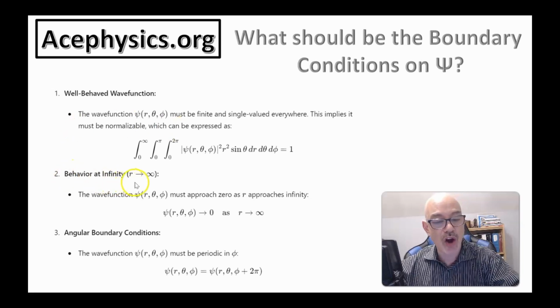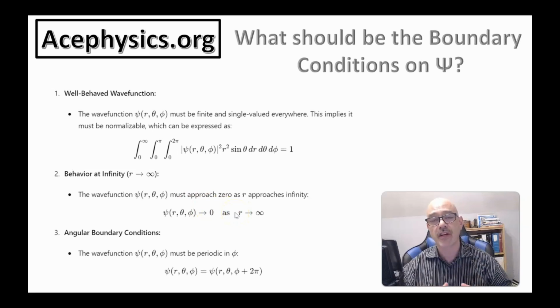Another thing is as r goes to infinity, the wave function must go to 0. The reason is because this is the wave function which represents the electron, and the electron is localized in a standing wave pattern around the protons, around the nucleus. So if you go very far away from the nucleus, the electron's not going to be there. That's physics intuition. That's kind of common sense.